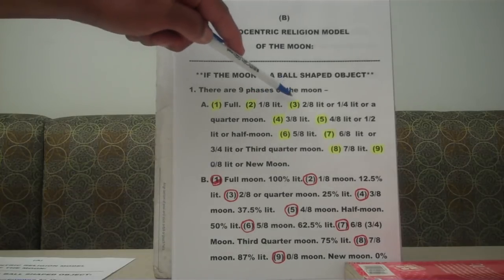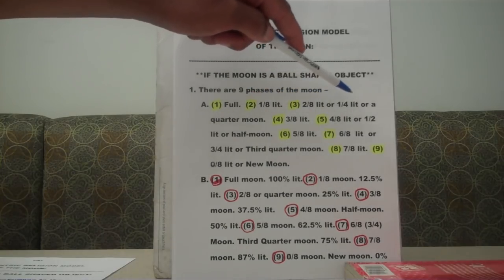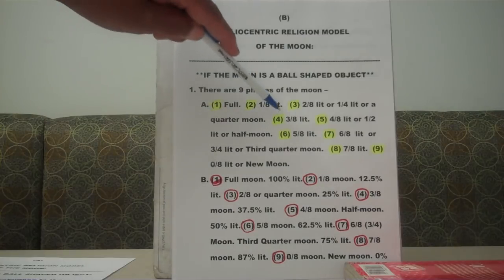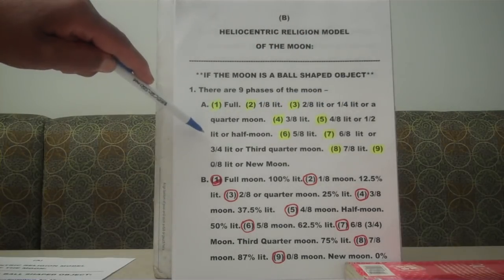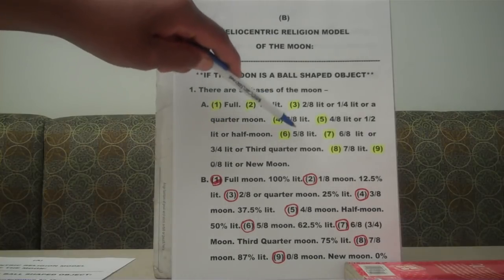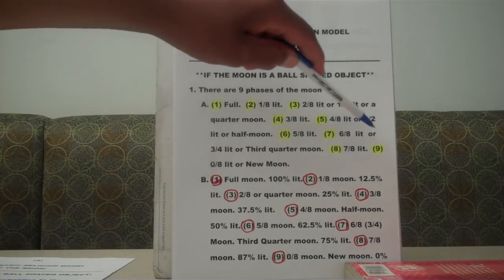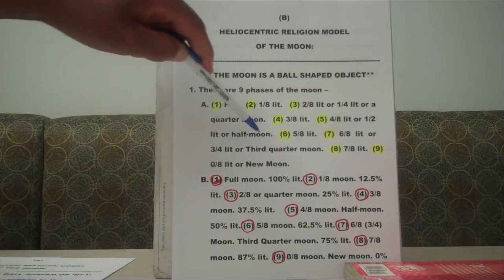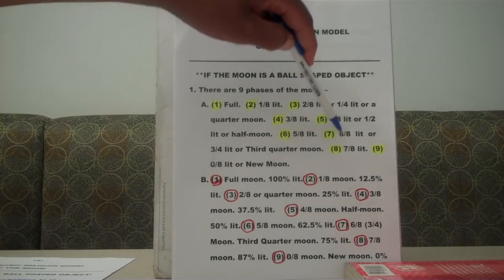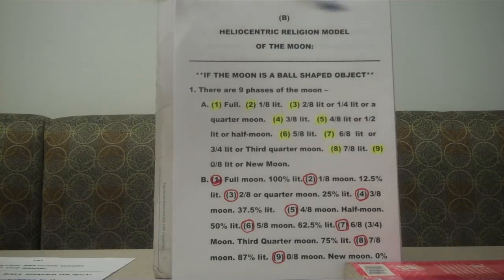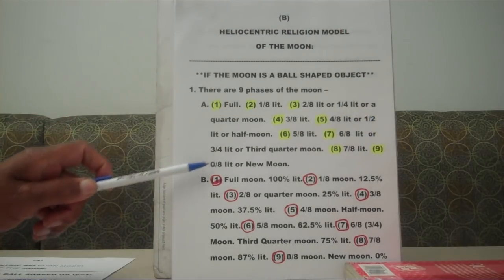Now we'll go with number 1, full moon. Number 2, 1/8 lit moon. 3, 2/8 lit moon, or 1/4 lit, or a quarter moon. Number 4, 3/8 lit. Number 5, 4/8 lit, or a half moon, or 1/2 lit. Number 6 is 5/8 lit. Number 7 is 6/8 lit, or 3/4 lit, or a third quarter moon. Number 8 is 7/8 lit. And number 9 is 0/8 lit, or a new moon.